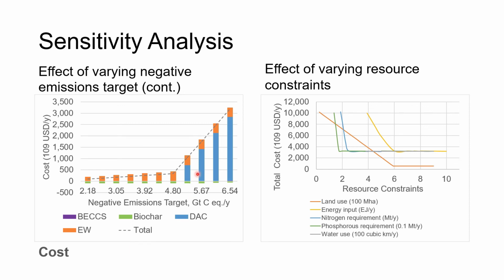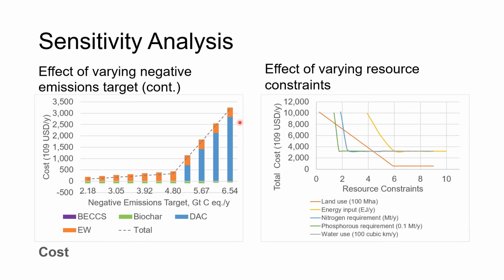Shown here on the left is the effect of varying negative emissions target on the cost, which is the objective function that we are trying to minimize. We can see here that at low negative emission target, between 2.18 and 4.8 gigaton carbon equivalent per year, the increase in cost is slow. But after this point, 4.8, the cost suddenly balloons and increases rapidly. And this is due to the presence of direct air capture.